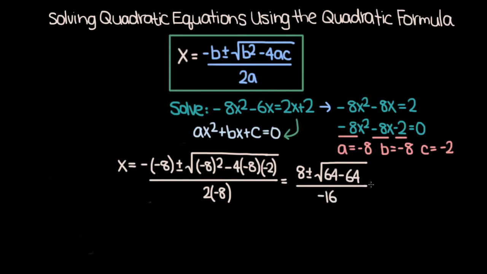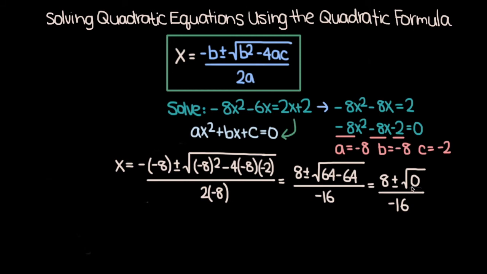And so ultimately what we have is 8 plus or minus the square root of 64 minus 64, which is 0, divided by negative 16. As you can see, in this case, our determinant is 0, which means we only have one real solution, and that one solution is 8 over negative 16, which is negative 1/2. And so the solution to this quadratic equation is x is equal to negative 1/2.